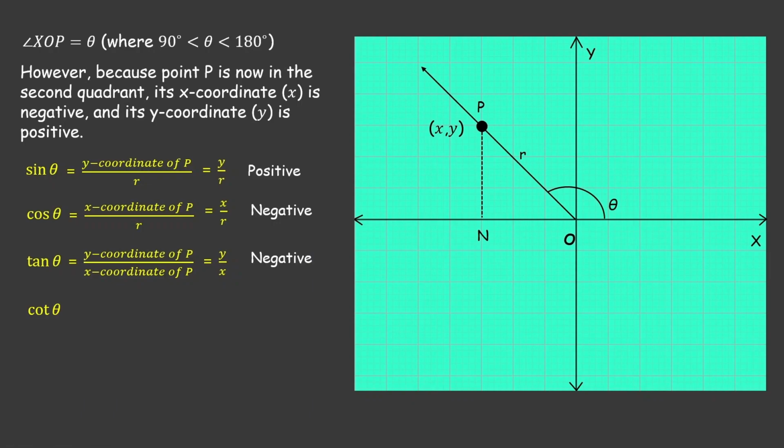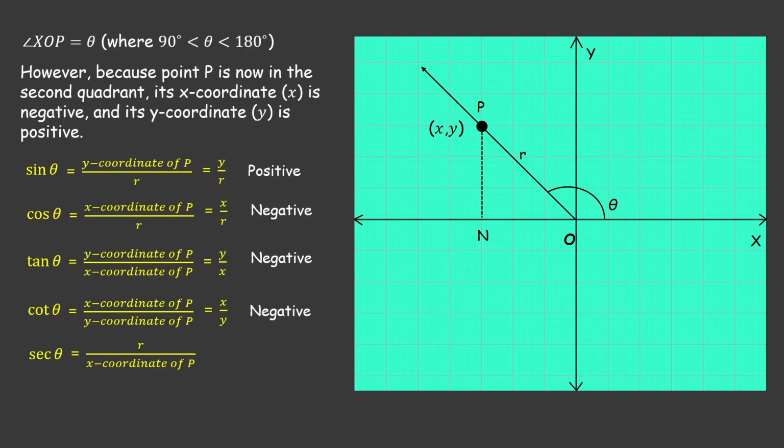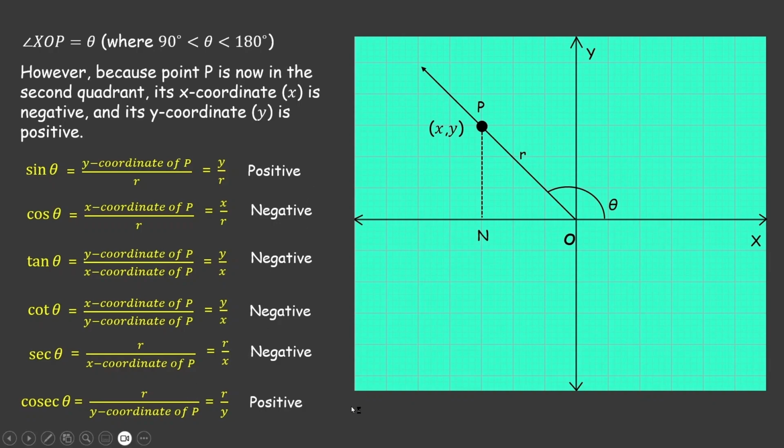Then we have cotangent theta, which is equal to x coordinate of P upon y coordinate of P, that is x upon y. Now, x is negative and y is positive. So, this is also negative in the second quadrant. Then we have secant theta, which is reciprocal of cosine theta. That is r upon x coordinate of P. That's r by x, and this is also negative. Lastly, we have cosecant theta, which is r upon y coordinate of P, that is r by y, and this is positive in the second quadrant. So we realize that in the second quadrant, only sine theta and cosecant theta are positive.